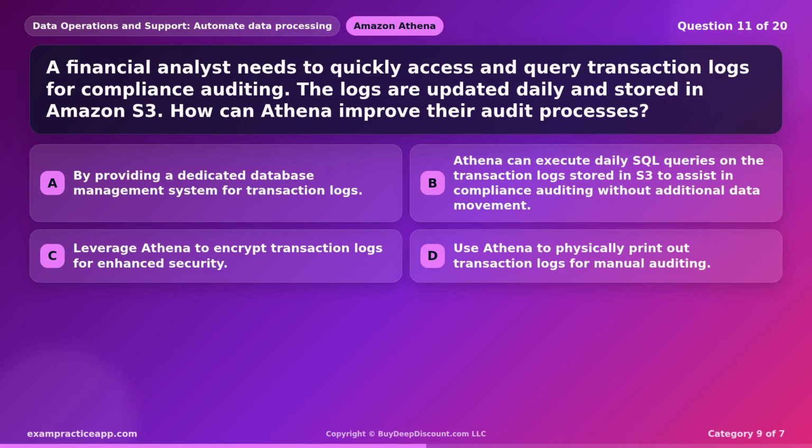The correct answer is option B. Athena can execute daily SQL queries on the transaction logs stored in S3 to assist in compliance auditing without additional data movement. Explanation. Amazon Athena is effective for financial compliance auditing as it allows analysts to run SQL queries directly on transaction logs stored in S3. This capability enables quick access to data, facilitating efficient and timely audit processes without the need for moving or transforming data.